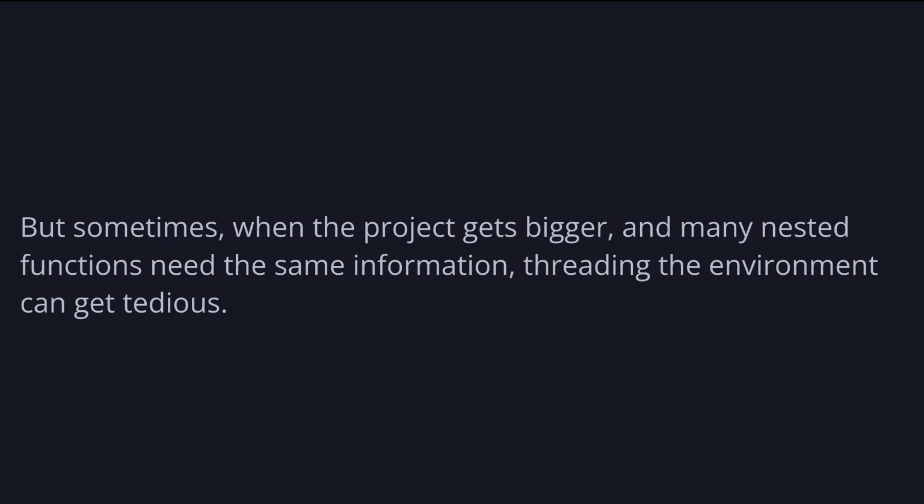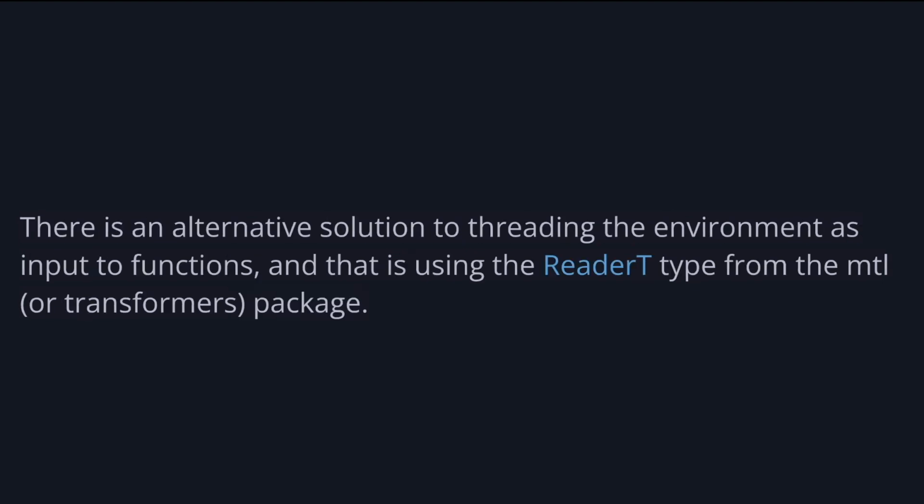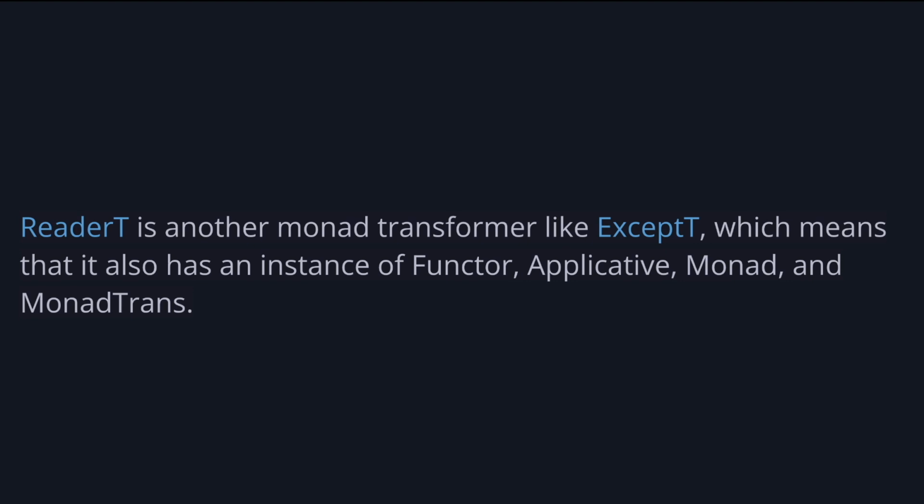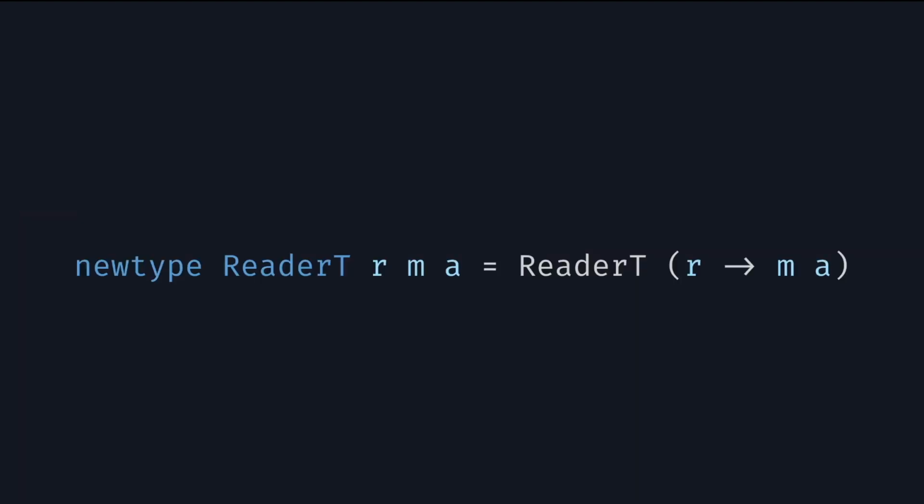But sometimes, when the project gets bigger and many nested functions need the same information, threading the environment can get pretty tedious. There is an alternative solution to threading the environment as input to functions, and that is using the ReaderT type from the mtl or transformers package. ReaderT is another monad transformer like ExceptT, which means that it also has an instance of Functor, Applicative, Monad, and MonadTrans. As we can see in the definition, ReaderT is a newtype over a function that takes some value of type r and returns a value of type m a. The r usually represents the environment we want to share between functions we want to compose, and the m a represents the underlying result we return.